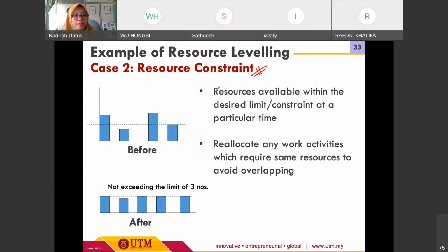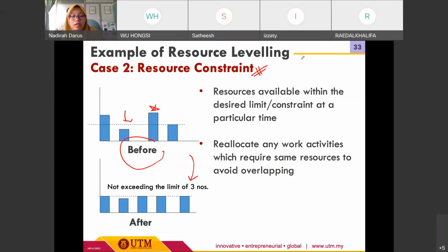Okay, so as we can see here, this is just a simple histogram example. So before the leveling, there are some troughs and peaks for this. Okay, what we want to do here is that we want to level the resource allocation. So we try to convert it into this form or into this histogram.